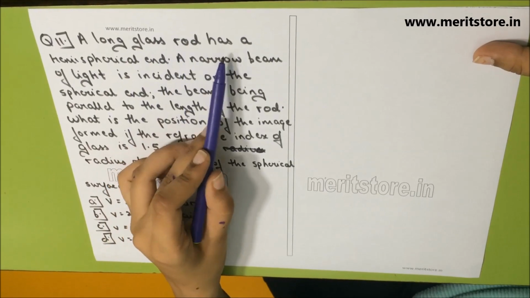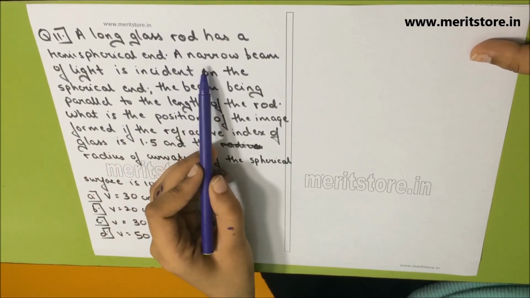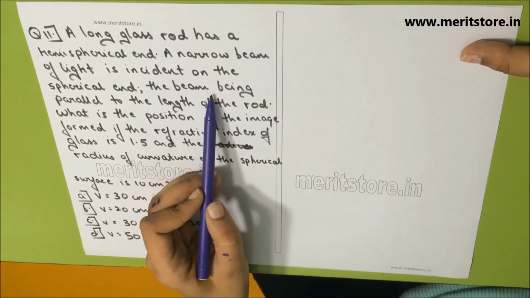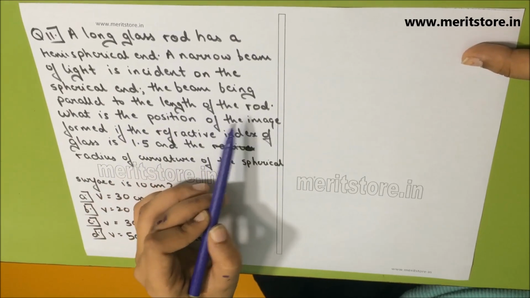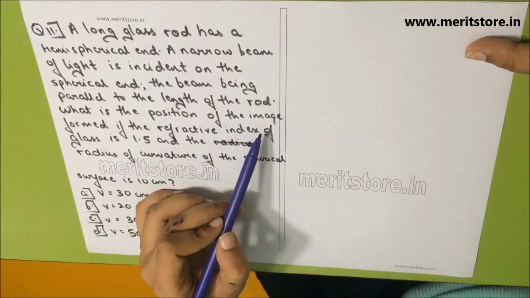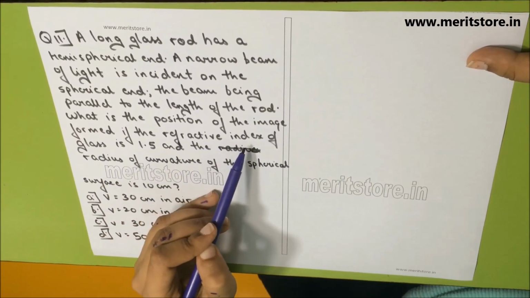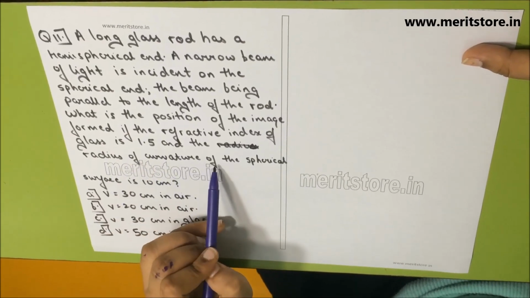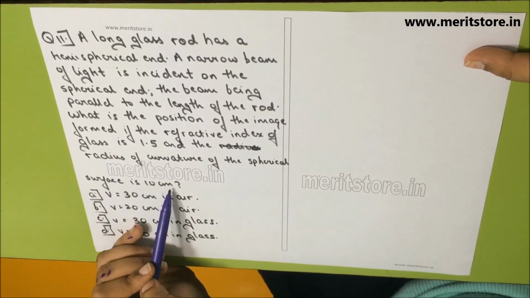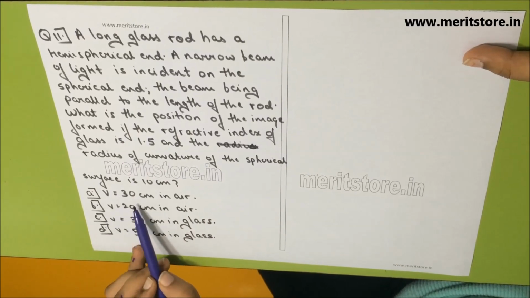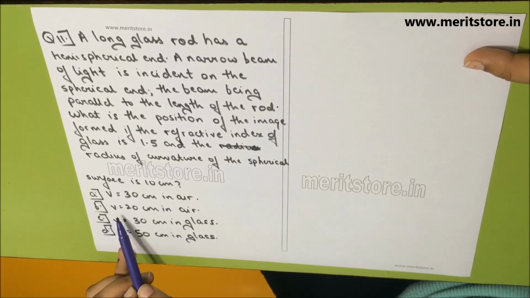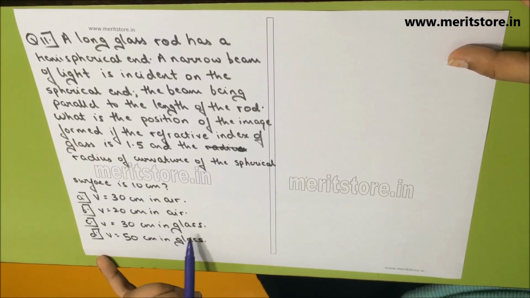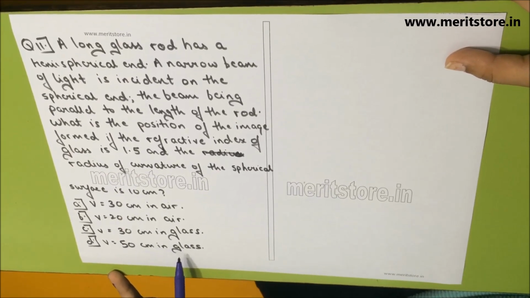Question 11. A long glass rod has a hemispherical end. A narrow beam of light is incident on the spherical end, the beam being parallel to the length of the rod. What is the position of the image formed if the refractive index of the glass is 1.5 and the radius of curvature of the spherical surface is 10 cm? A. v is 30 cm in air. B. v is 20 cm in air. C. v is 30 cm in glass. D. v is 50 cm in glass.